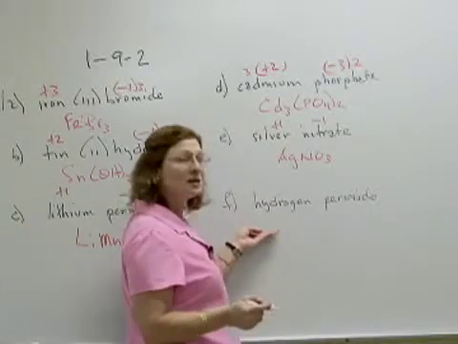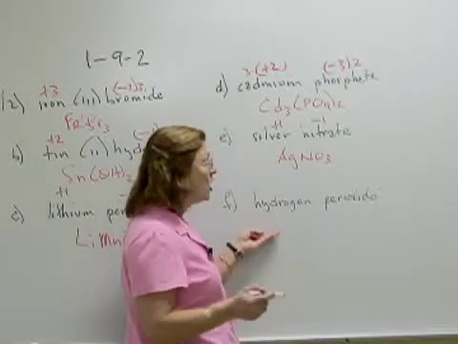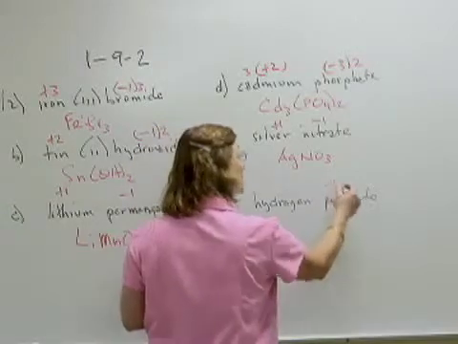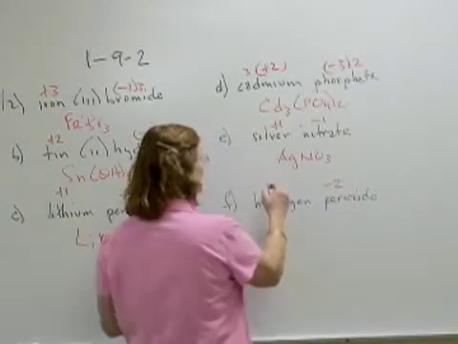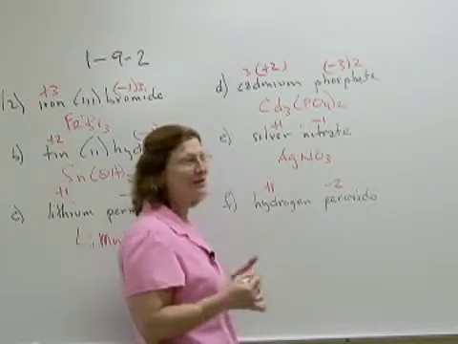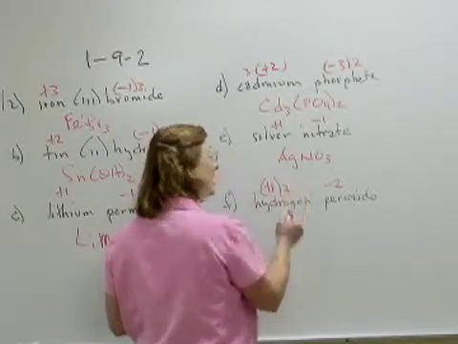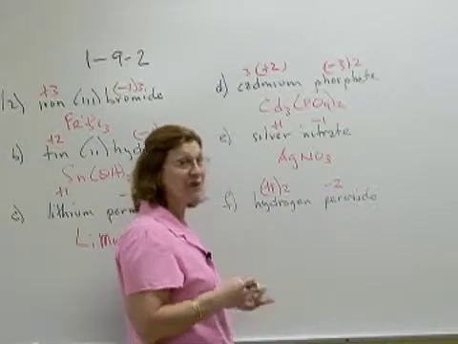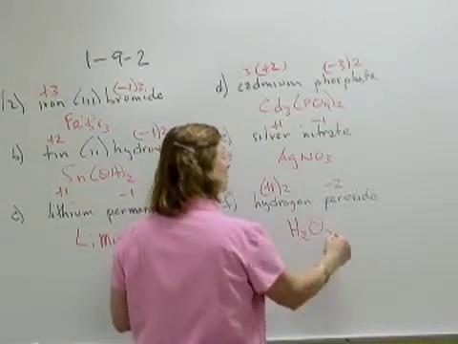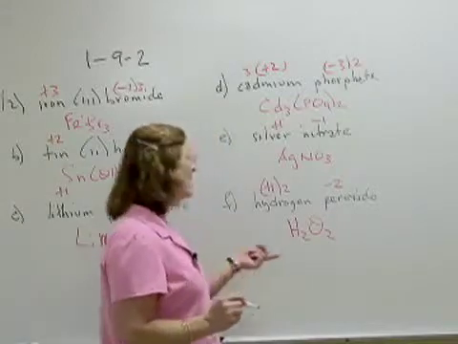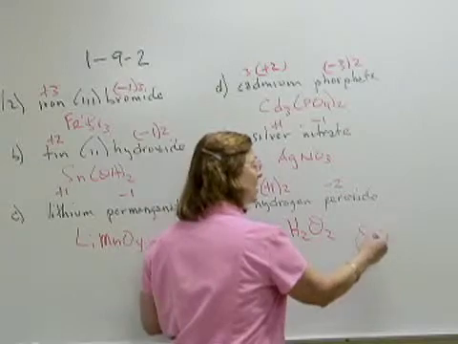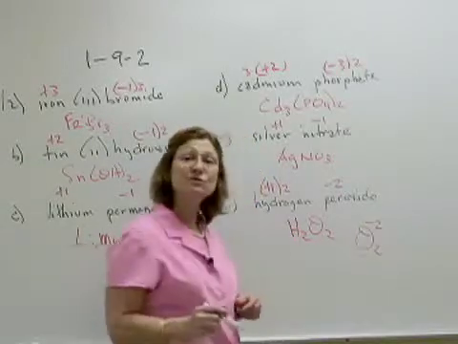Now, hydrogen peroxide is a very special case. Peroxide is a polyatomic ion with a -2 charge, and hydrogen is +1. I need +2. Therefore, I need 2 hydrogens in order to get that +2 and -2 to be 0. It's just H2O2.